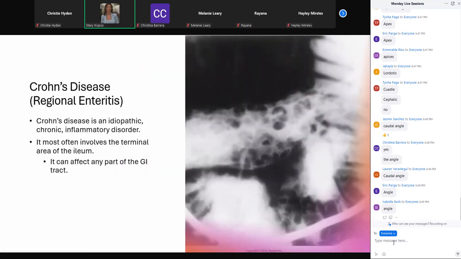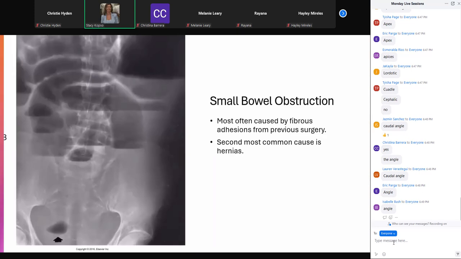Crohn's disease. This is a chronic inflammatory disorder, and it usually just involves that terminal area of the ileum. That is sometimes on the boards, where Crohn's is located, and that would be your terminal area of the ileum. Could affect any part, but that's the most common area. Small bowel obstruction, you see fluid levels on this abdomen here. Small bowel obstruction is often caused by adhesions from surgery. And then the second most common cause would be from hernias.